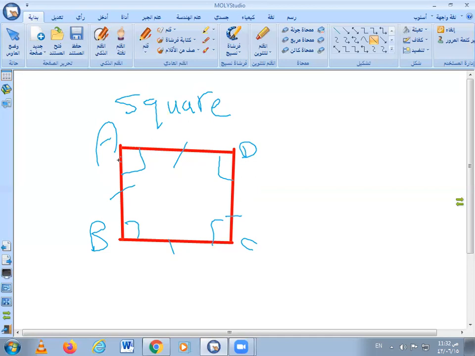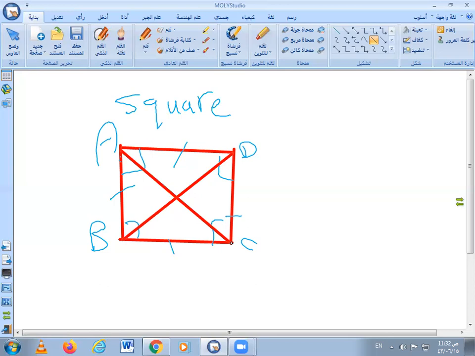And the second property of the square, which makes the difference between the three shapes, is about the diagonal. The diagonals of the square are equal and perpendicular. As we said before, my friends, the diagonals of a rectangle are equal, the diagonals of a rhombus are perpendicular, and the diagonals of a square are equal and perpendicular.